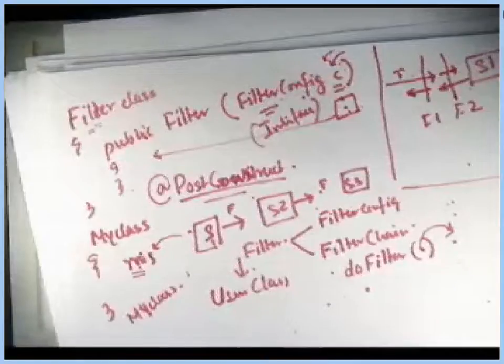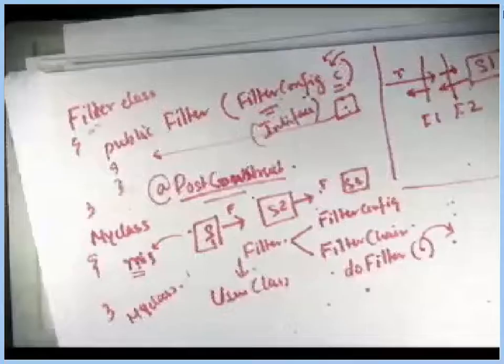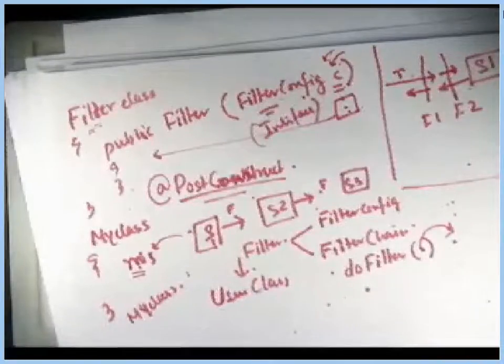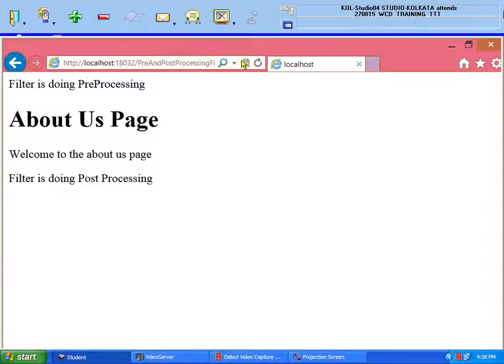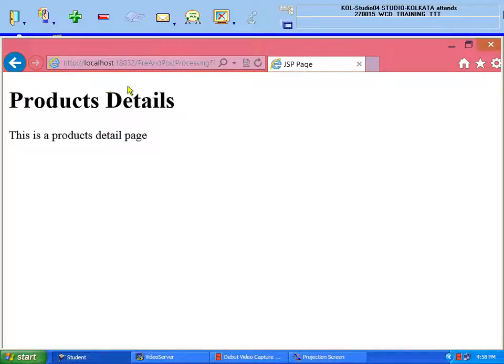So if I now click the About Us page, just have a look at this, the same thing happens again. This is an HTML page, but still the filter is working in the same fashion. If I am sending a request to the About Us page, it still works in the same fashion. Now, if I am sending a request to products page, okay.